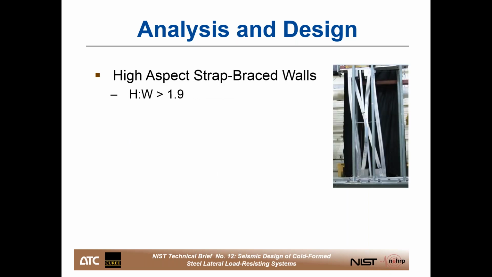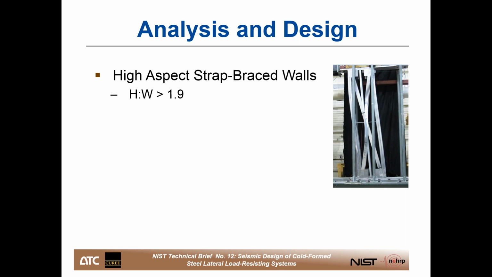So narrow strap braced walls, which are defined in S400 as having a height to width ratio greater than 1.9, present some unique problems due to the frame action caused by joint rigidity. And you can see in that picture on the right what I'm talking about. So that's a strap braced wall, which in its simplest sense you would think was pin-ended with tension in the straps and compression and tension in the cords. But that is not how they behave by the time you get all the straps and gusset plates and so forth in there.